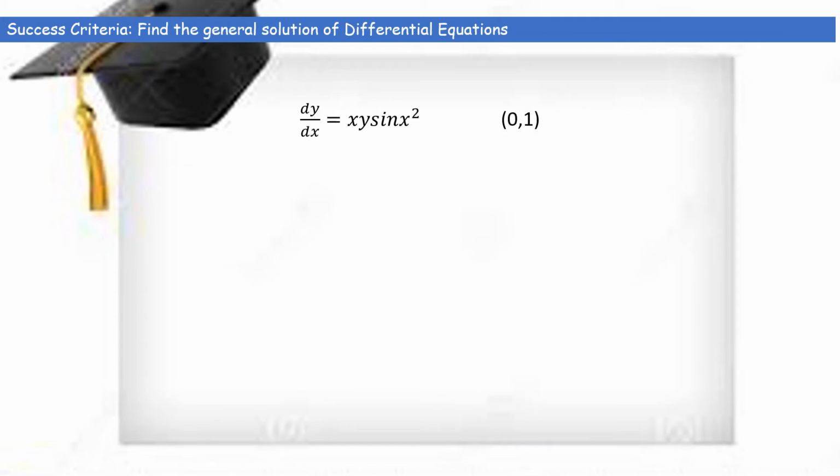So here is another question in which you have to find the particular solution in the given situation. The question is dy by dx equals xy sine x square. The first thing is to move the dx to the other side. So you will get xy sine x square dx. Now remove the y from the right hand side, bring it to the left hand side by dividing on both sides. So you will get dy over y equals x sine x square dx.